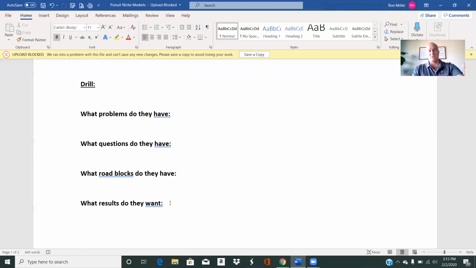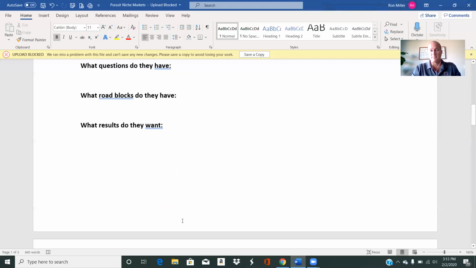And as you do this drill out, you'll write out all these things that you'll highlight on that landing page. You'll highlight with your headlines. You'll highlight with your copy. Your testimonials will provide answers to all of these problems and questions. You'll provide solutions to the roadblocks and everything. So before you even create a marketing campaign, make a list of all the problems, the questions, and the roadblocks that your ideal patient's going to have. Okay. And then what results do they actually want?